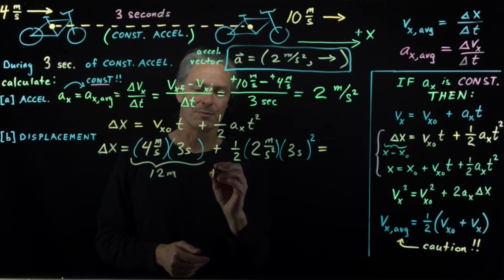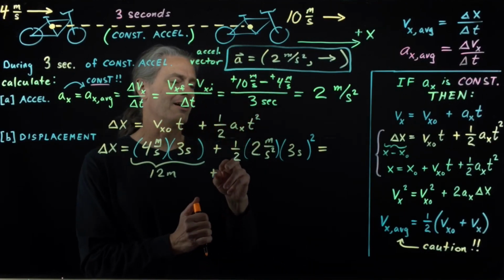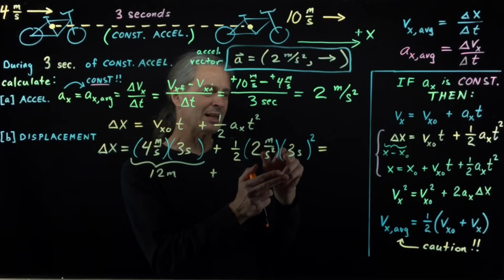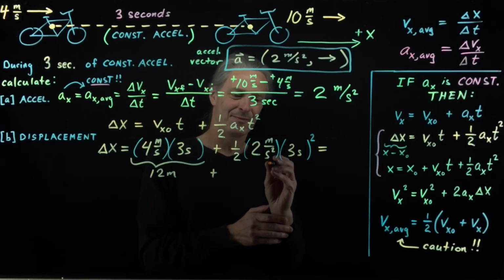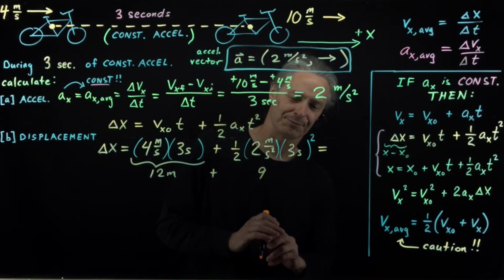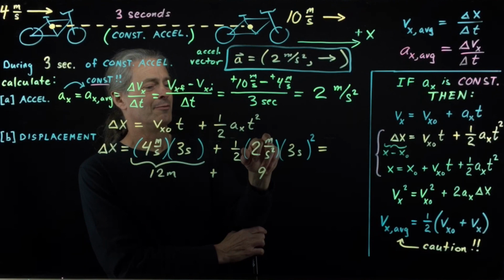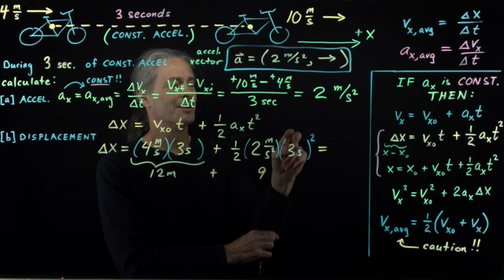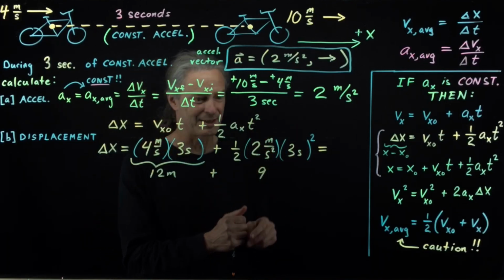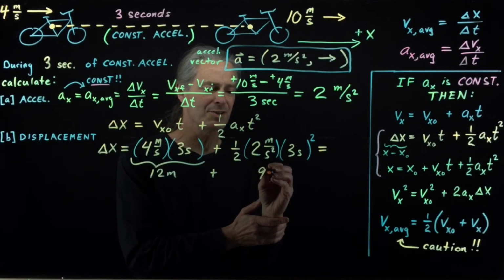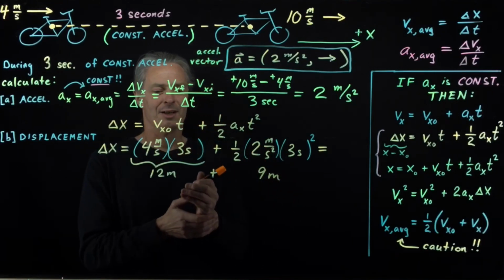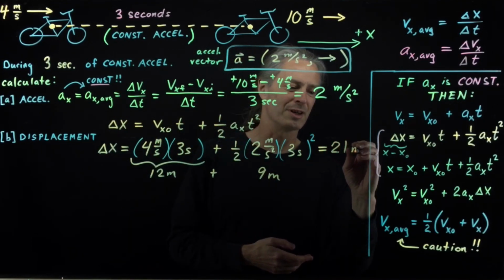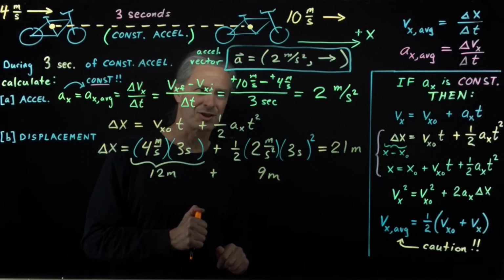I've got plus here, and now I'm going to have 1/2 times 2, that gives me 1. And then 3 squared, that gives me 9. All right, and let's work out the units. I'm going to have meters divided by seconds squared multiplied by seconds squared. Well, the seconds squared divided by seconds squared, that divides to give 1, and then I'll be left with meters, these meters right here. So I'm going to have 12 meters plus 9 meters, giving me a grand total of 21 meters.